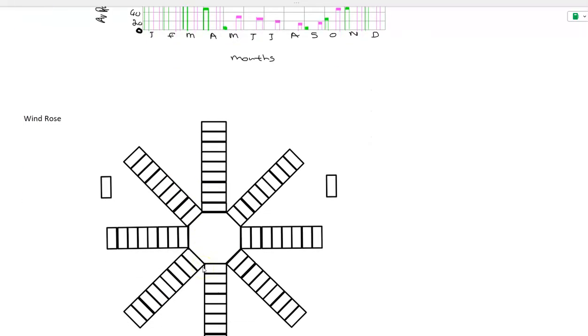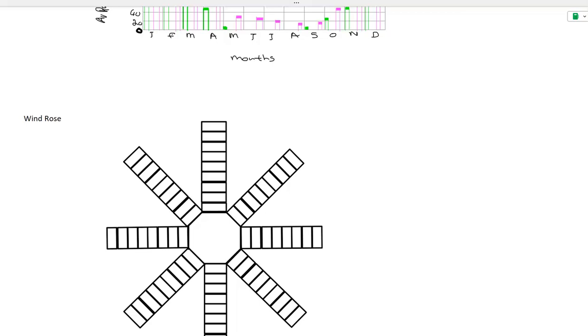Hi, welcome back. We are now going to do our windrows. Now our windrows is an octagon with a lot of blocks in it. And the octagon is actually standing for the directions of the wind.